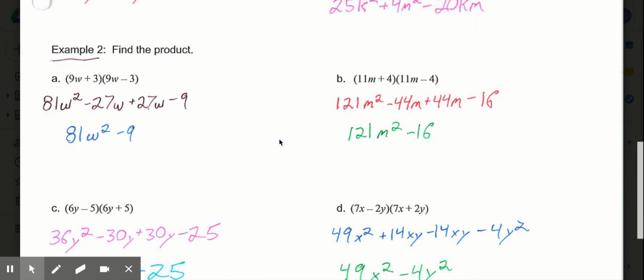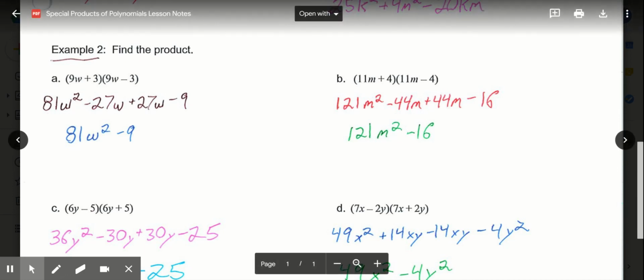or if I want to cut that out, a squared, 9w squared, so 9w times 9w, 81w squared. And then minus b squared, negative 3 times 3. In this case, b squared, though, has to be a positive. So b is just positive 3. So positive 3 squared is 9, minus 9 because it's minus b squared. So 81w squared minus 9.